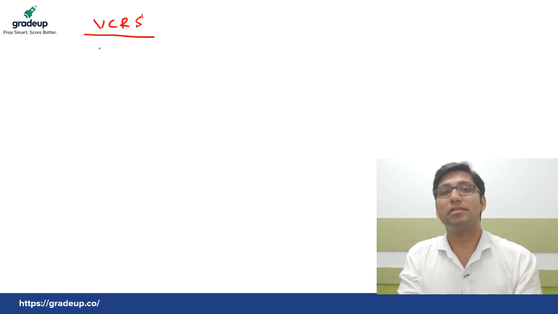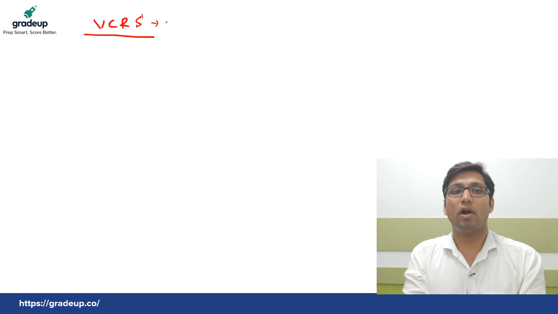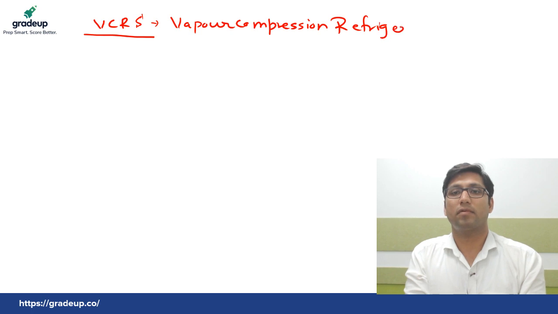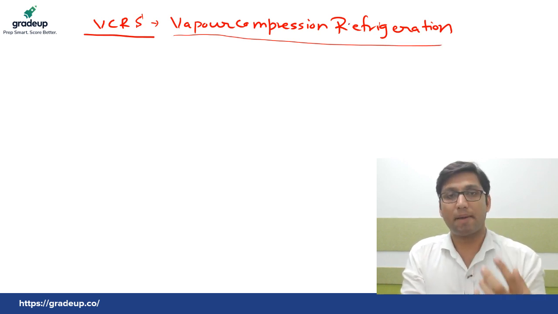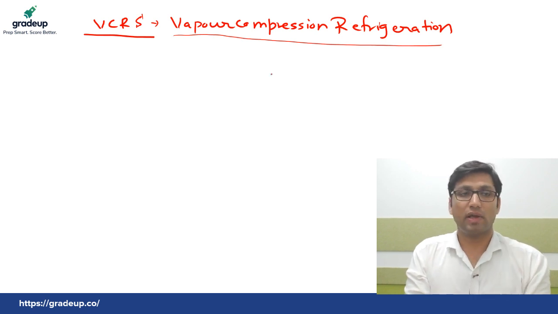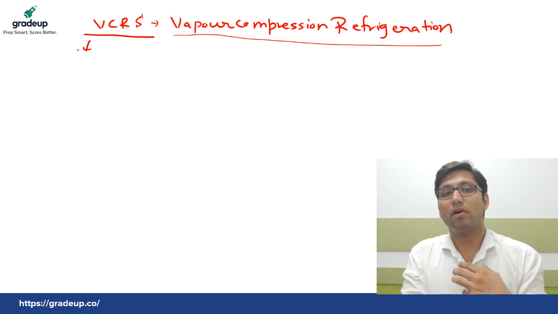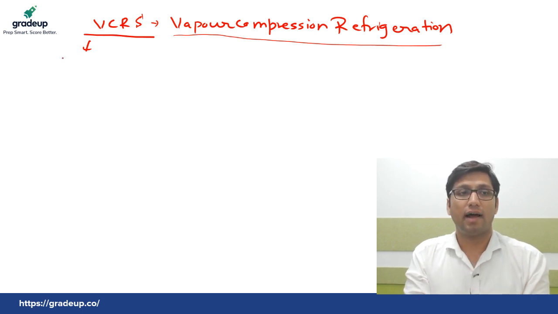VCRS is the vapor compression refrigeration system. In the vapor compression refrigeration system, the refrigeration effect is produced by compression of dry saturated vapor inside a compressor. Before understanding what the VCRS cycle is, I have told you about two important applications of refrigeration: one is the heat pump, another is the refrigerator.